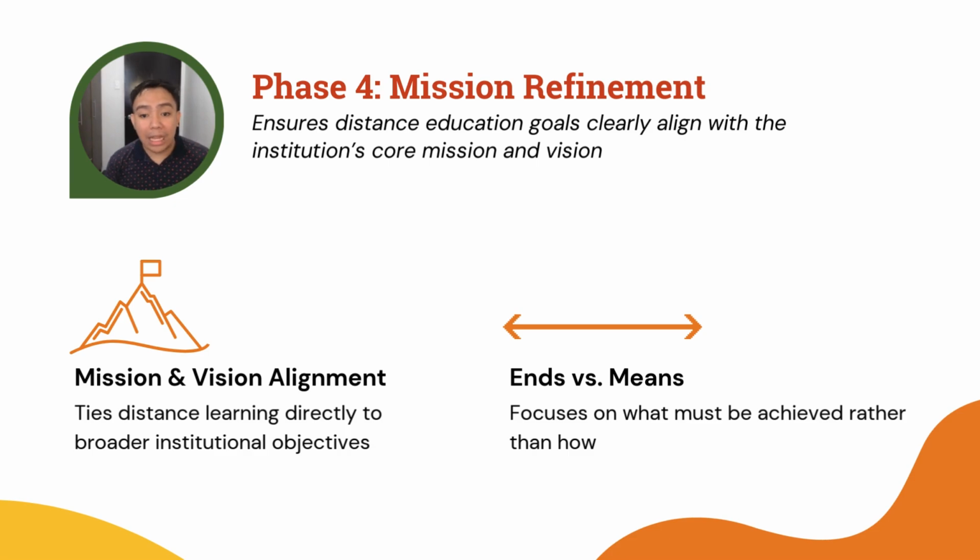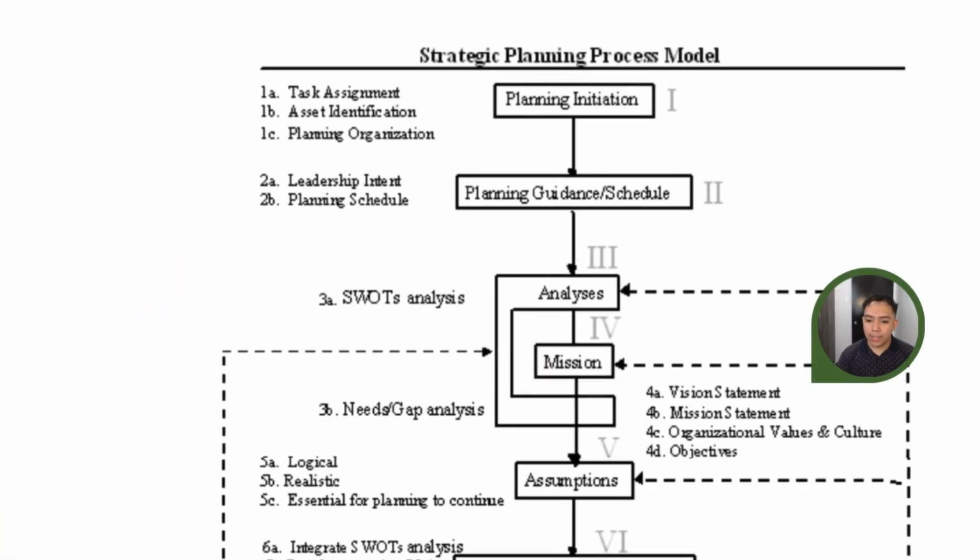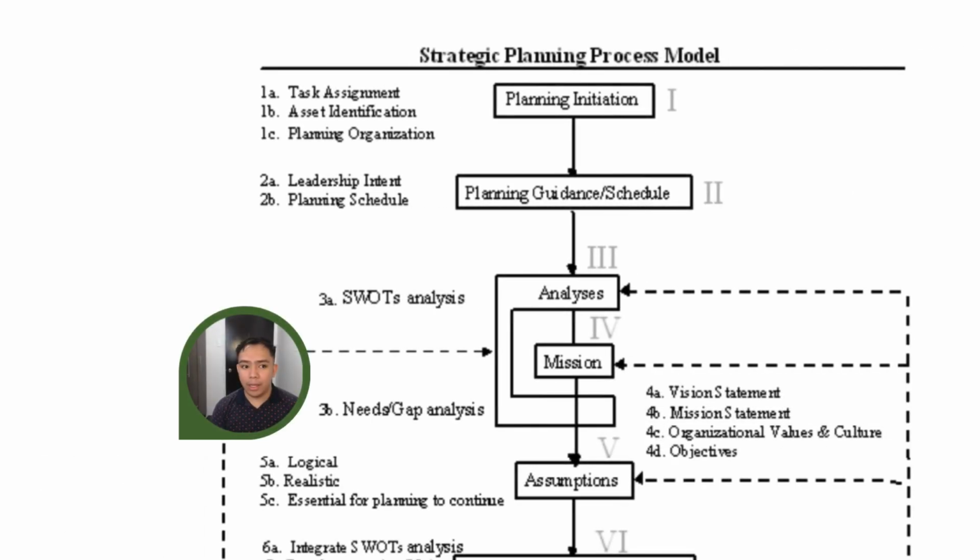And then we also have strategy, like what must be prioritized. Strategy must prioritize ends, then determine the appropriate means. So as you can see in the framework, mission is sandwiched between phase 3, just like I mentioned. And here we do the vision statement and the mission statement. We can also include organizational values and culture, and then the objectives, or the ends and the means. And then of course, right after that would be going back to phase 3, which is needs gap analysis.